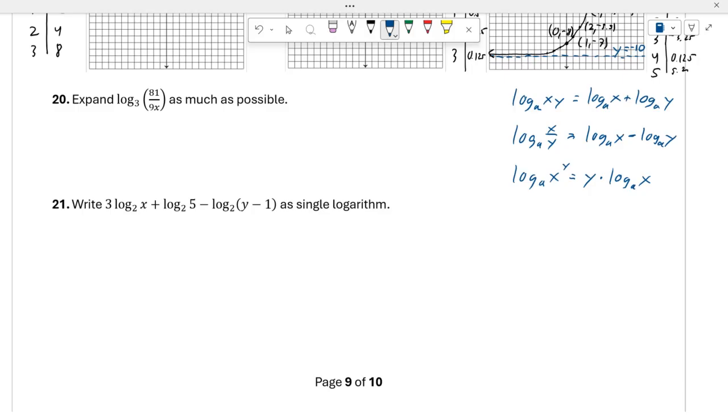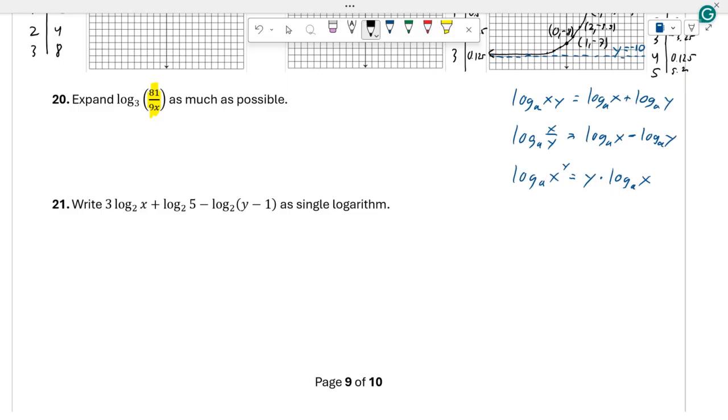There's a number of different ways to go about this. Actually, I solved this a little bit differently the first time, and I'm going to do it a little bit differently now. Before you do anything else, you might want to notice, because I actually missed this at first, that the fraction can be simplified. So it says expand log base 3 of 81 over 9x as much as possible.